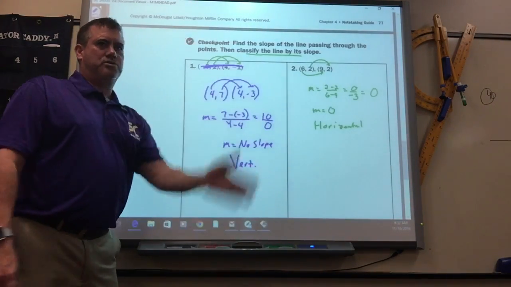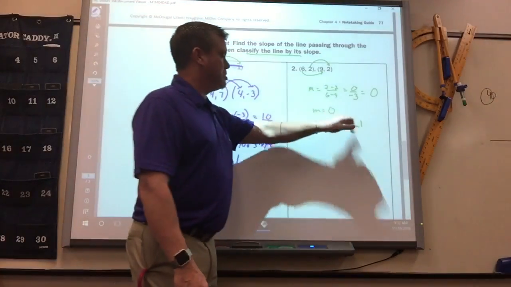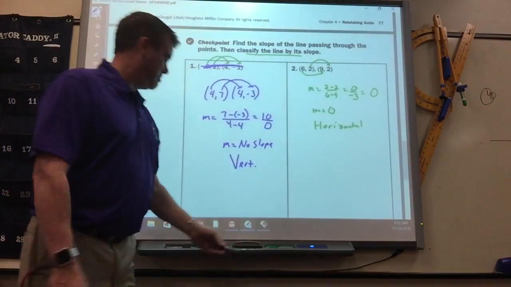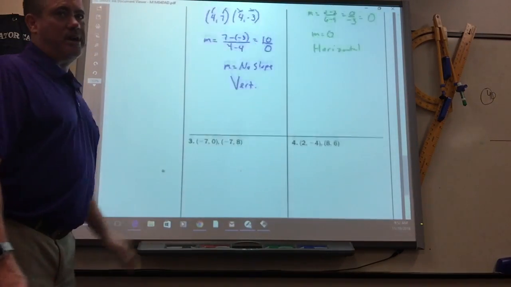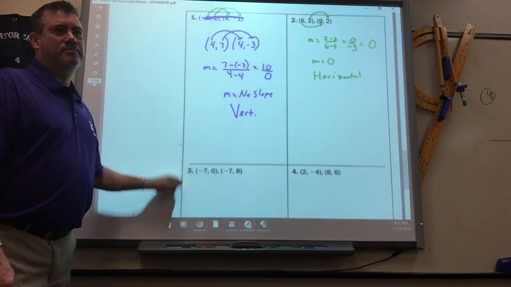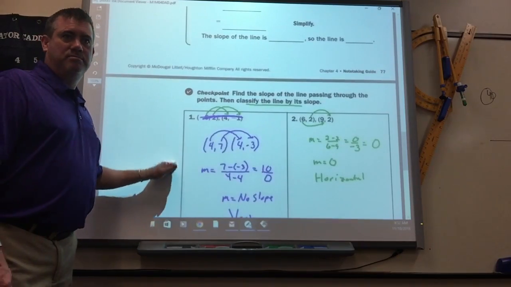Remember, the no slope goes straight up and down. The 0 slope is horizontal. So, that's really all we're doing today. You're finding the slope. Okay?